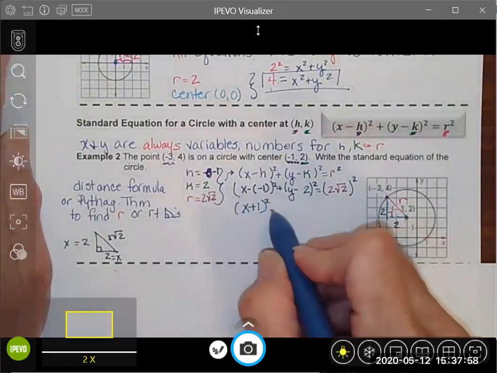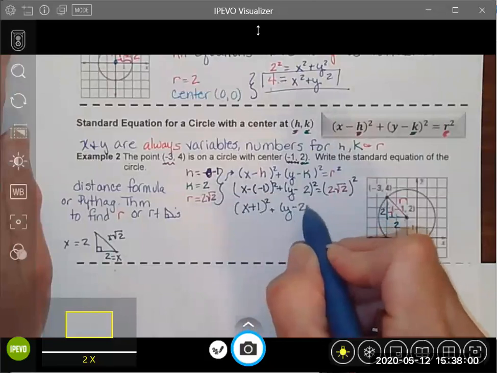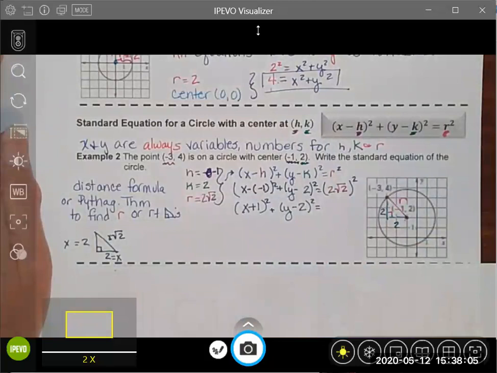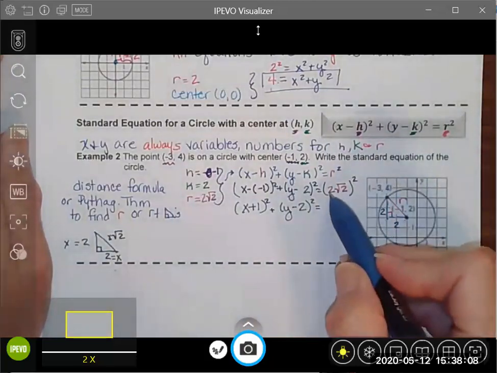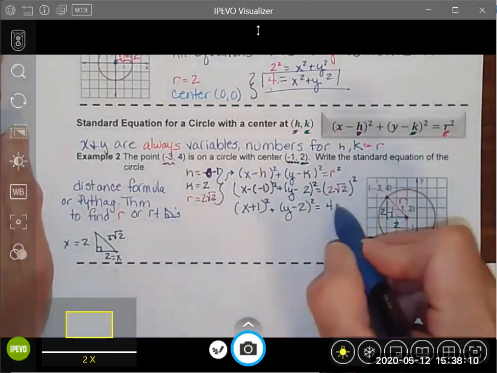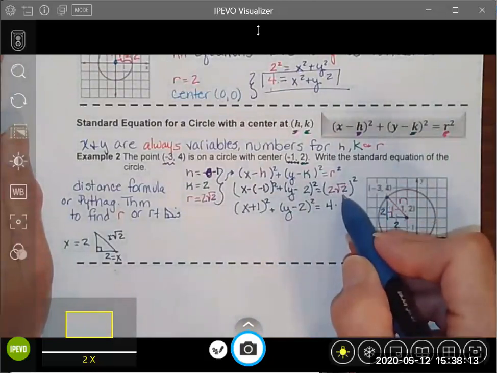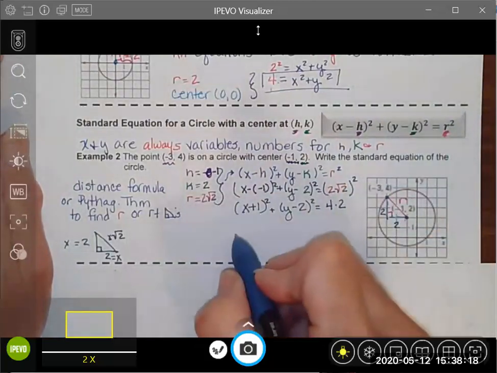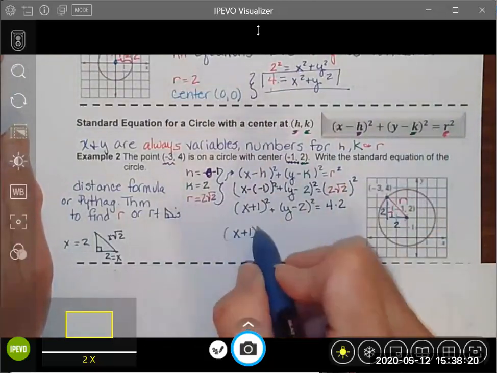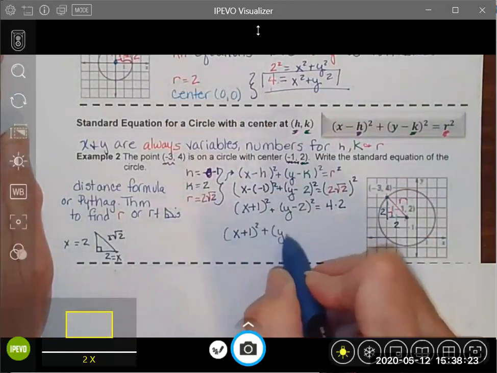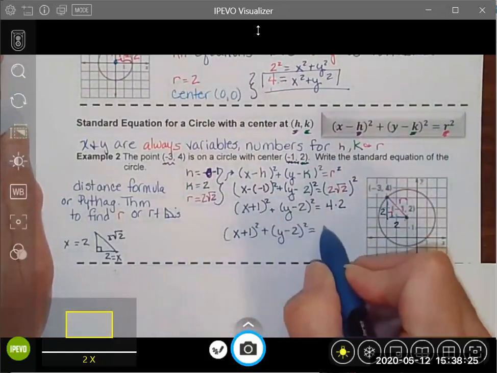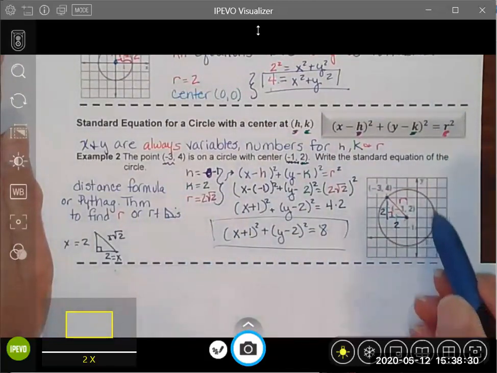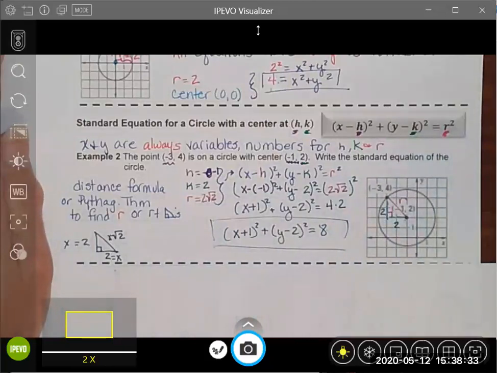I can't simplify this anymore. That's going to stay y minus 2 squared, but I can simplify 2 square root 2 squared. Remember that you square both the whole number and the radical. The square root of 2 times the square root of 2 is the square root of 4, and the square root of 4 is 2. So my final equation, still maintaining my variables x and y, would look something like this. And that is an equation that can be used to find any ordered pair on that circle.